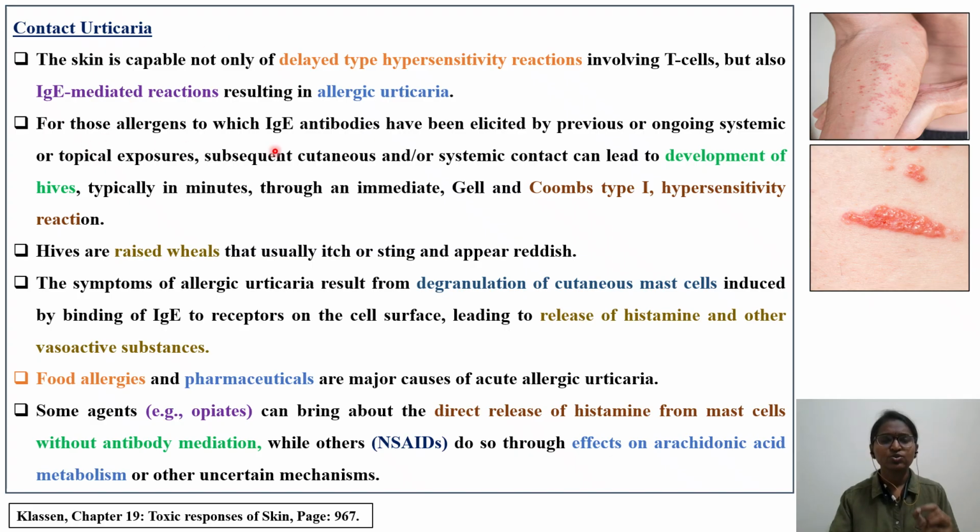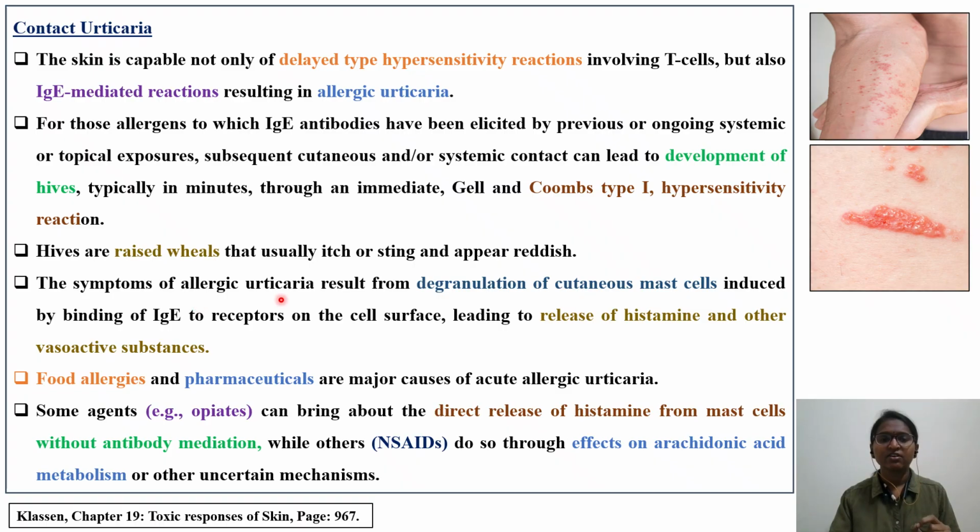For those allergens to which IgE antibody has been elicited, there are two exposures: first exposure by previous or ongoing systemic or topical exposure. Subsequent exposure through cutaneous or systemic contact can lead to development of hives, typically within minutes, through an immediate Gell and Coombs type 1 hypersensitivity reaction. So two exposures are there: previous exposure and subsequent exposure. Hives are raised wheals that usually itch or sting and appear reddish in color.